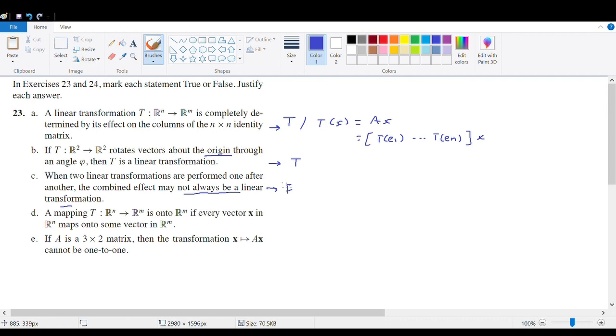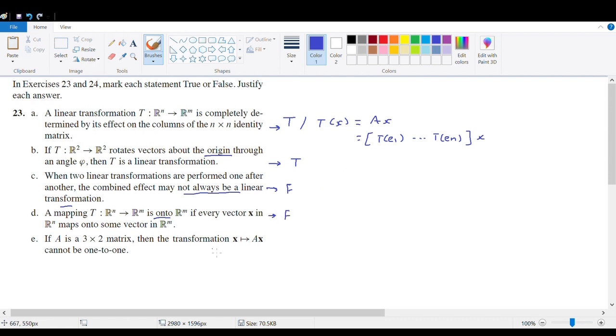D: a mapping T from Rn to Rm is onto Rm if every vector x in Rn maps onto some vector in Rm. This is false. This is the definition of one-to-one. We say that the mapping is onto if every vector in Rm has at least one vector x in Rn mapping to it. So this one is false.